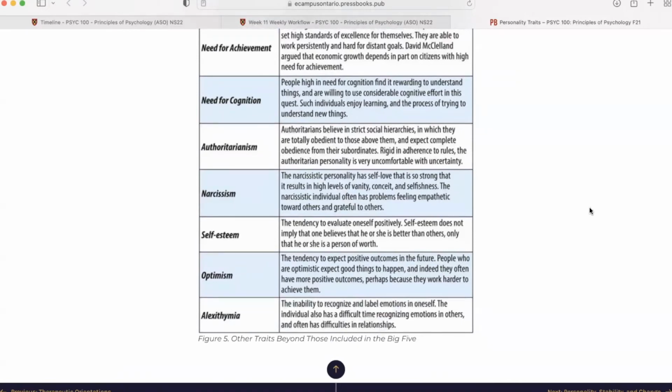Authoritarianism. Authoritarians believe in strict social hierarchies in which they are totally obedient to those above them and expect complete obedience from their subordinates. Rigid in adherence to rules, the authoritarian personality is very uncomfortable with uncertainty.